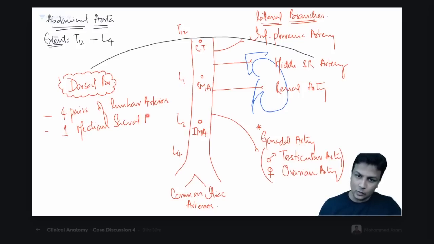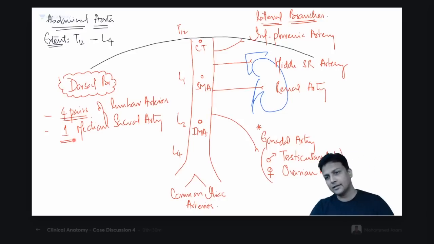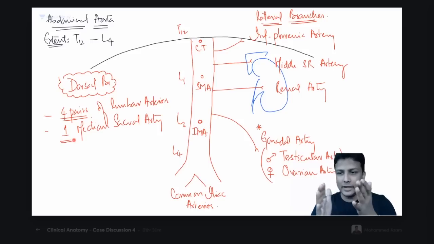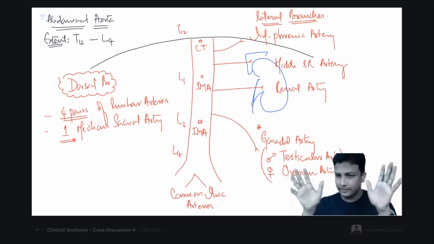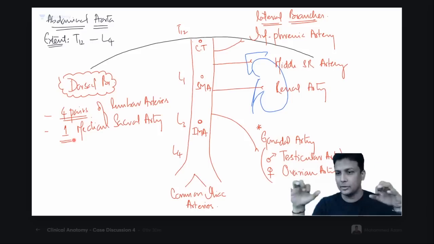There will be only and only one median sacral artery. So that's all. Be very careful. There will be 4 pairs of lumbar arteries, but there is only one median sacral artery. Wow. So this completes all the branches given by the abdominal aorta. I repeat again, abdominal aorta will give the ventral branches, the dorsal branches, and the lateral branches. In front, behind, and on the sides as well. Okay?